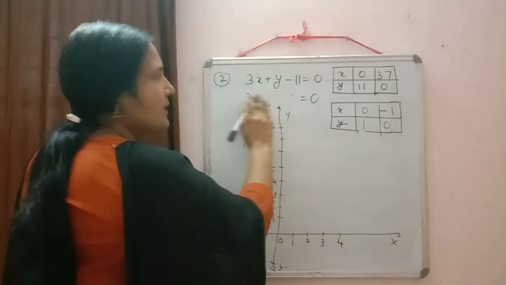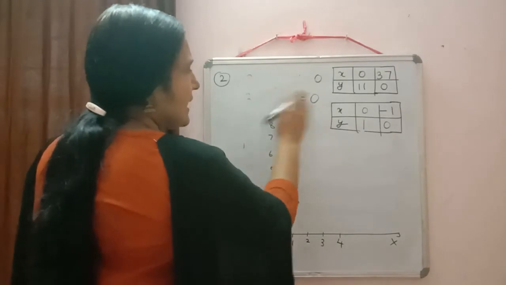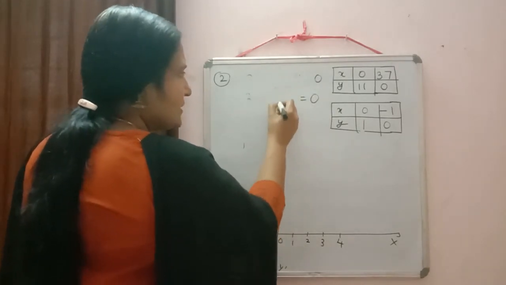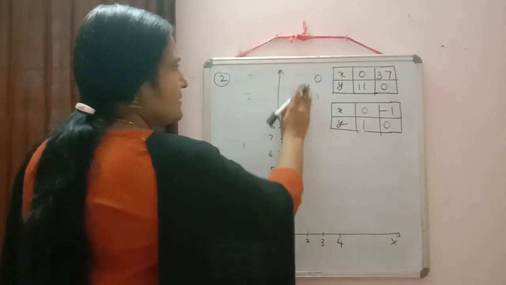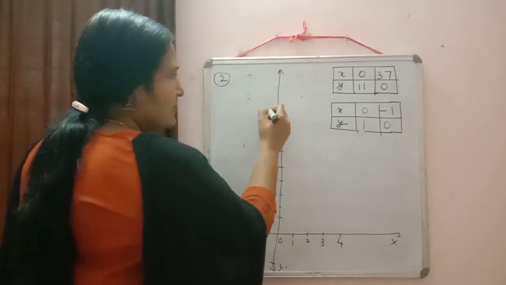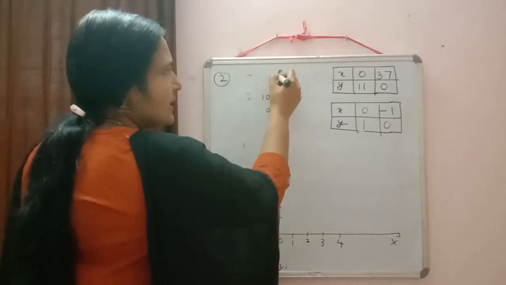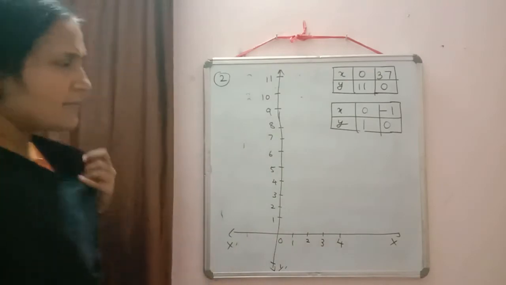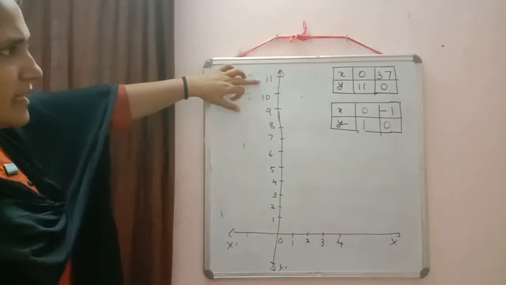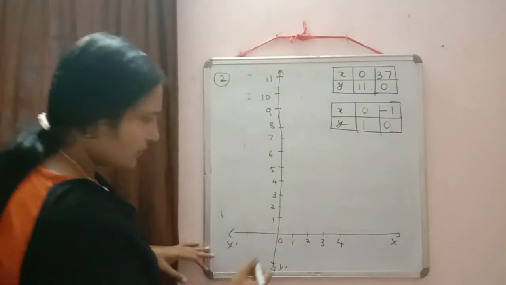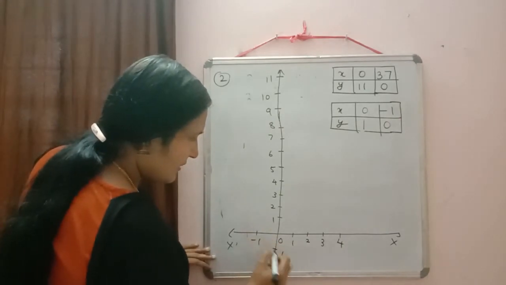If you want, you can adjust the scale there. As we have taken 0, 1, 2, 3, 4, if you want, you can take 0, 2, 4, 6. That depends on you. I took it this way so that it should be clear to you. So we want till y is equal to 11, and here we want minus 1, and here we can write minus 1.